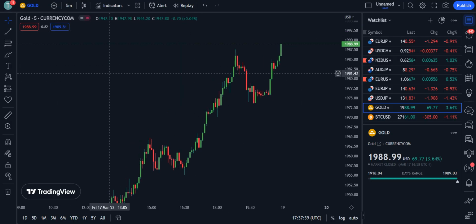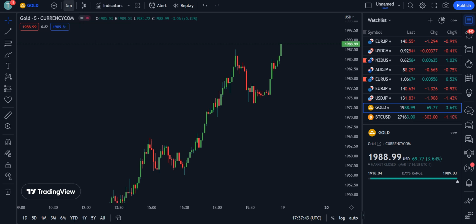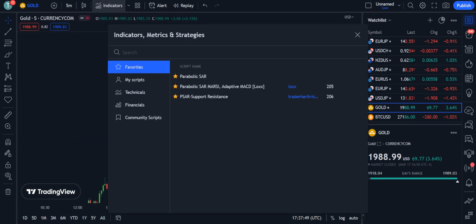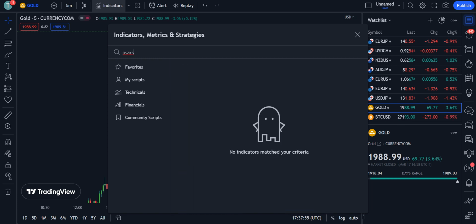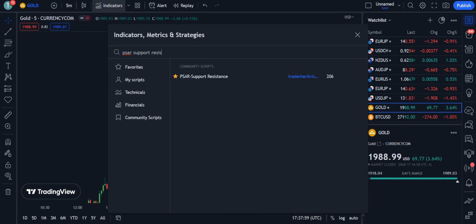First of all, you have to set your time frame to 5 minutes for day trading or scalping, as this strategy is best for the 5 minute time frame. The first indicator that we are going to apply here is the PSAR support resistance, by trader Harik Krishan.